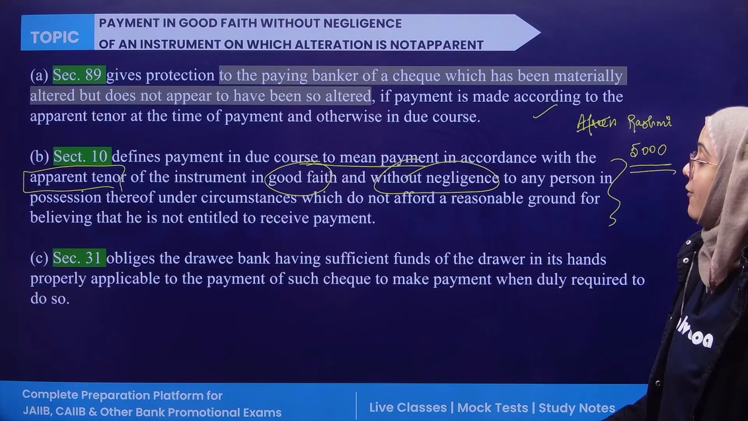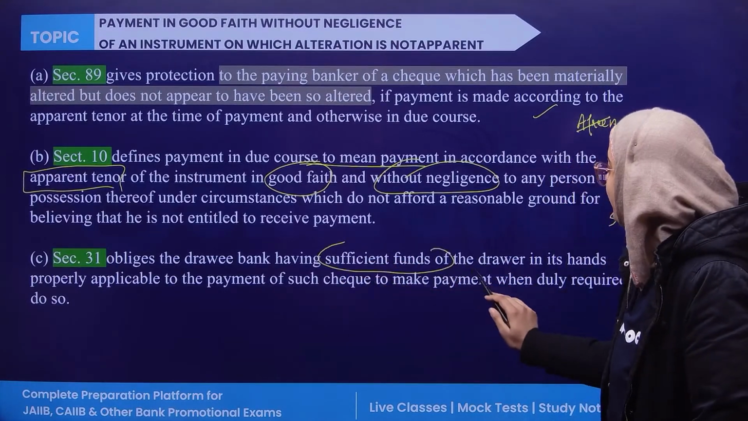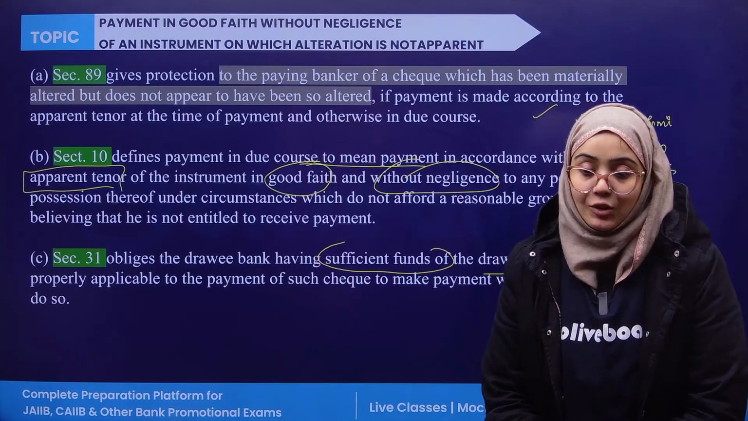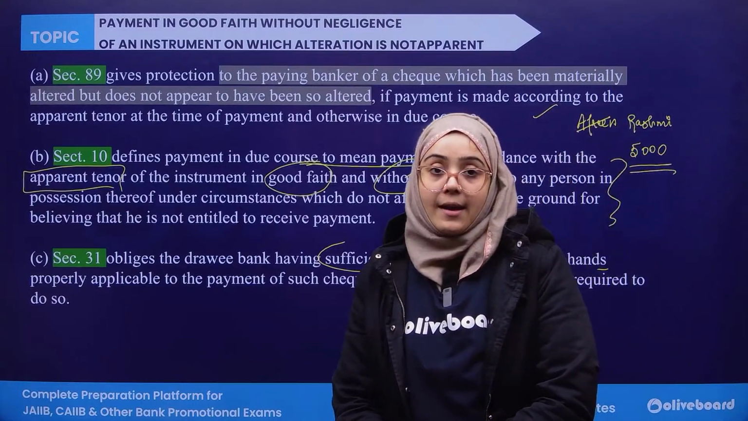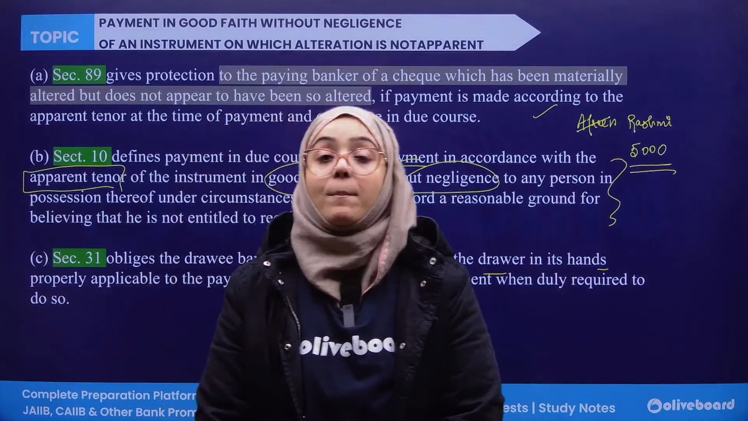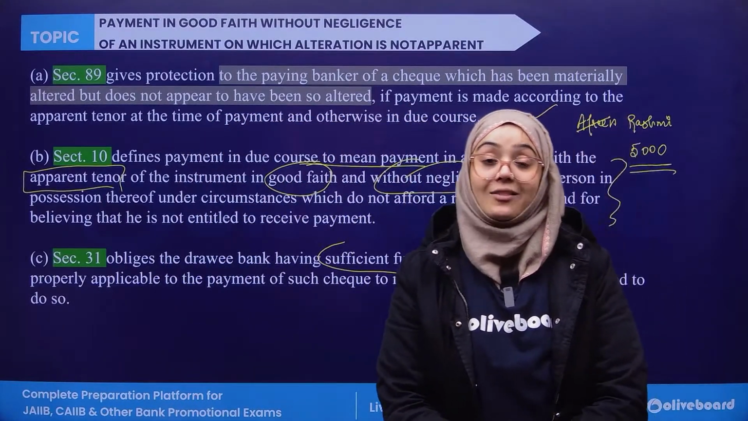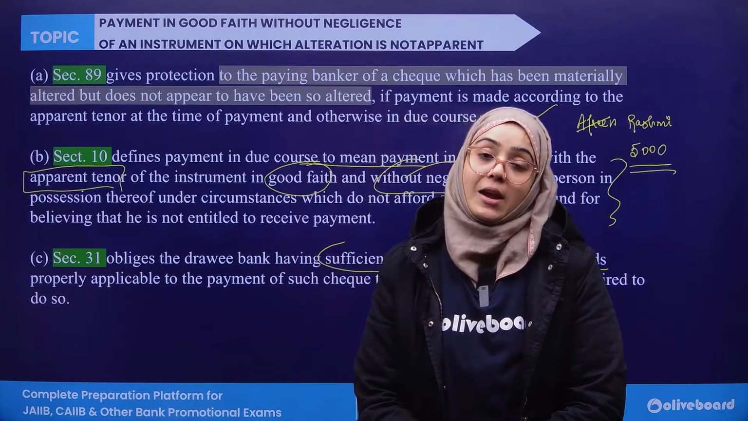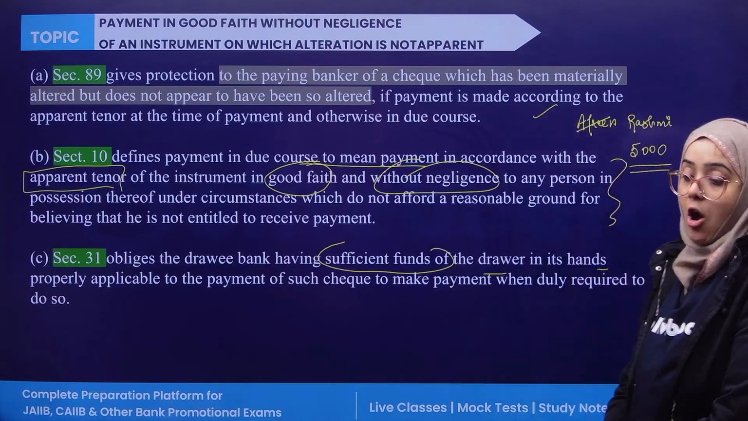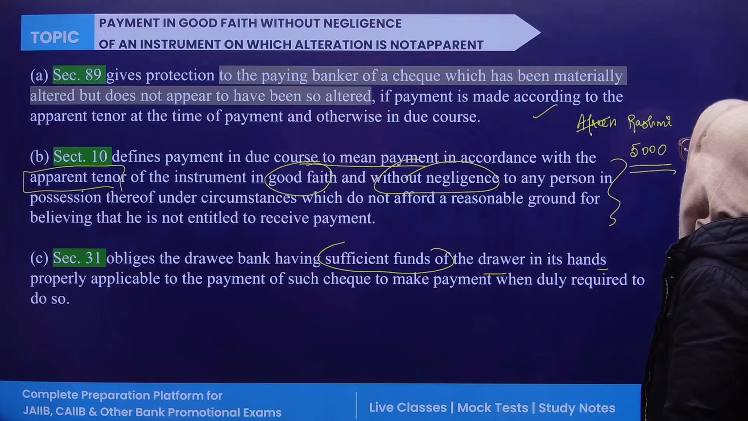Now, Section 31 obliges the bank to ensure the drawer has a sufficient balance which is properly available for payment. It means that it shouldn't be in the form of any investment or FD that is not available for payment. So it should be available for payment. So these are some important sections of the Negotiable Instruments Act: Section 89, Section 10, and Section 31.